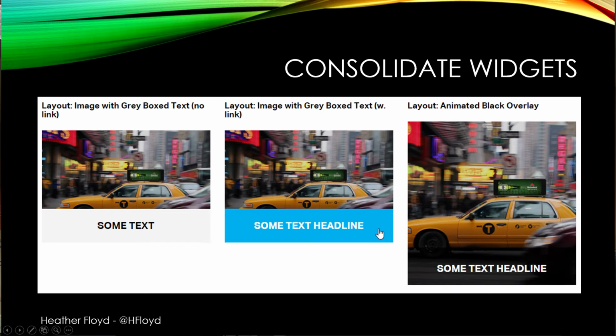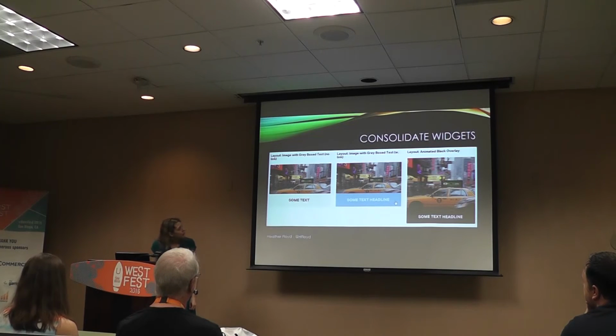Another tip is consolidate your widgets. So these are design variations we had for these little boxes.